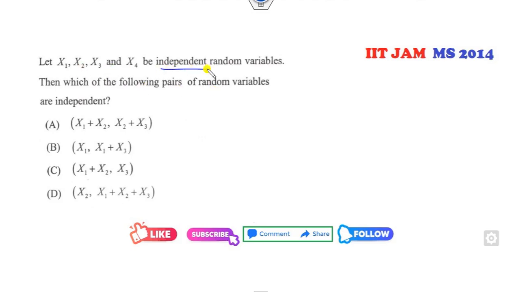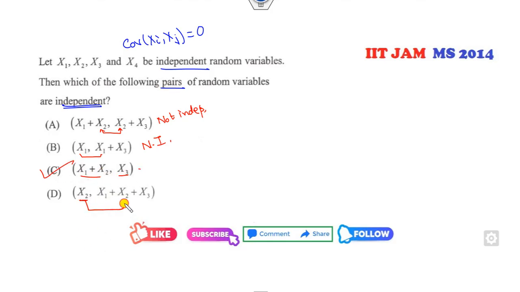x1, x2 and x3 are independent. It means the covariances are 0. Which of the following pairs are independent? Very simple. You can see there is a common variable, x2, between this pair. It is not independent. There is a common variable between x1 and x2. It's not independent. There is no common variable between this pair and this pair. So yes, this is independent. There is a common variable, x2, here. It is not independent.